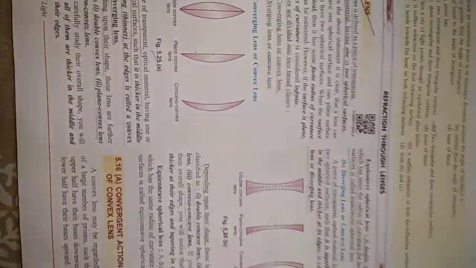Then come to lens. What is a lens? How many types of lens? Converging lens and diverging lens. Why do we call this a converging lens? Why do we call this a diverging lens? How many types of lens are there in convex lens? How many types of lens are there in concave lens?